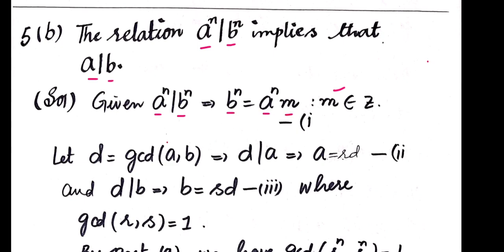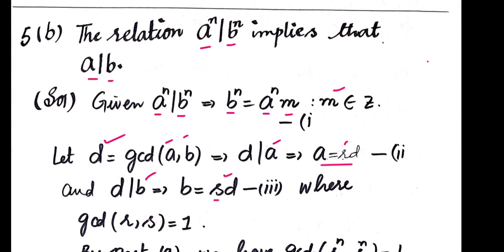We suppose that GCD of A and B is equal to D. By definition, D must divide A. It means there is some integer R such that we can write A is equal to RD. Similarly, D divides B here. So again, we have an integer S such that we can write B is equal to SD.